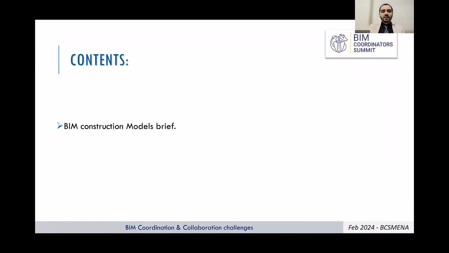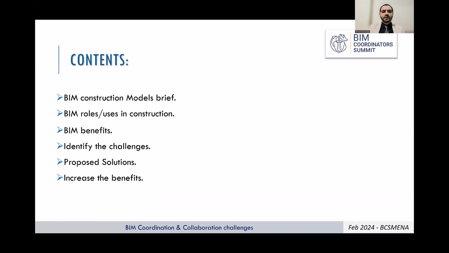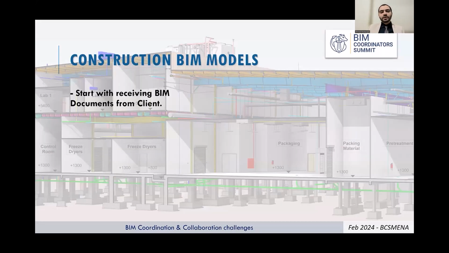Our content will be BIM construction models brief, and then we're going to talk about the BIM uses in construction, BIM benefits, identify the challenges that are facing construction BIM models, proposed solutions, and increasing the benefits of BIM in construction stage. For construction BIM models, the work starts when receiving the BIM documents from client.